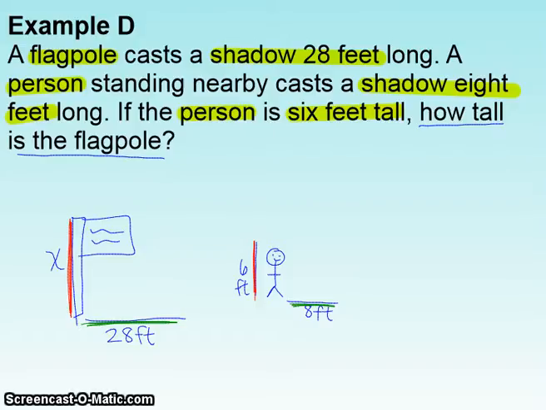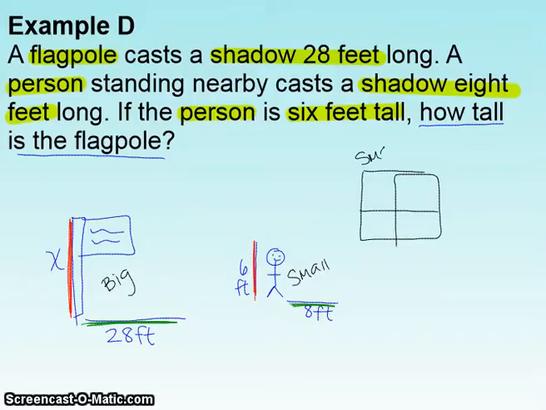So in order for me to solve this, I'm going to create a box. And let's go ahead and label our person the small, because it's definitely smaller than a flagpole. Let's go ahead and label our flagpole the big picture. So let's label small and big on our box. And then the two colors I used were red and green, so let's go ahead and color our boxes red and green.